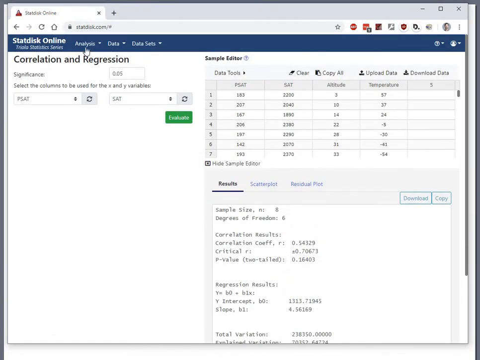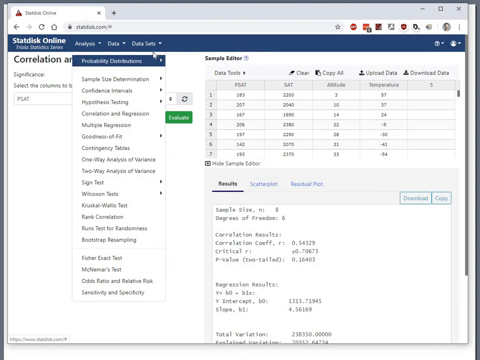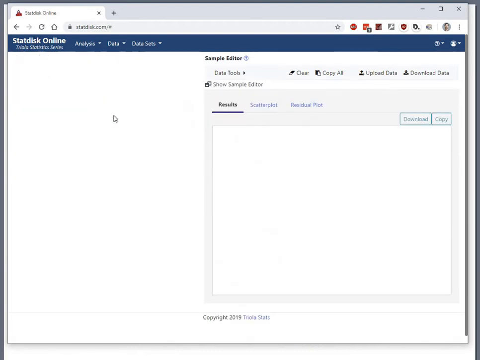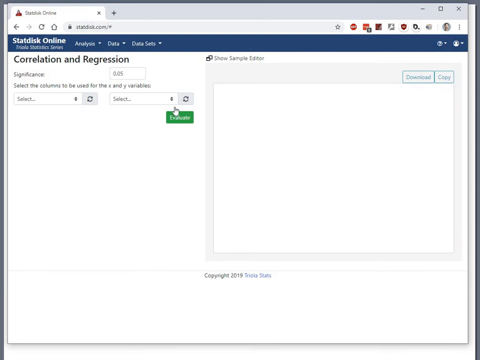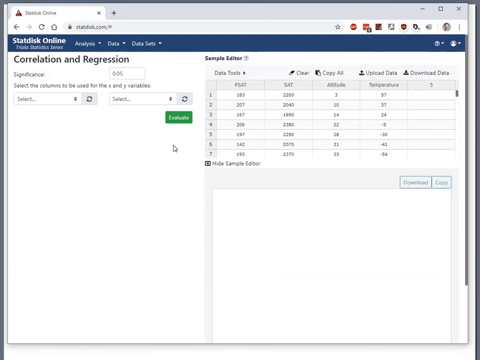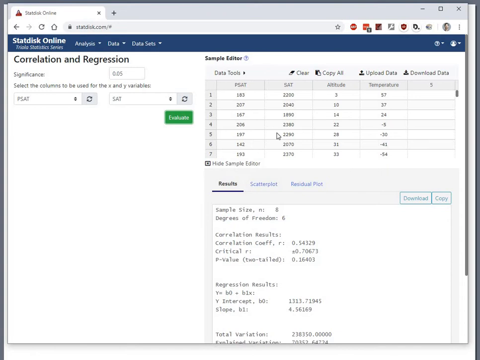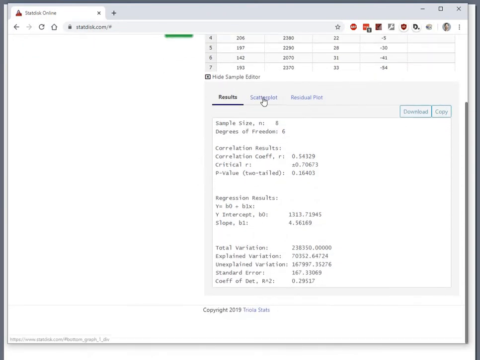So StatDisk. See, I already entered the numbers here, and we'd want to go to the correlation and regression. Show the sample editor. We want to do PSAT and SAT. So PSAT, SAT. 0.05 significance is what they wanted. Go and evaluate that. Step number one for us was actually the scatter plot.